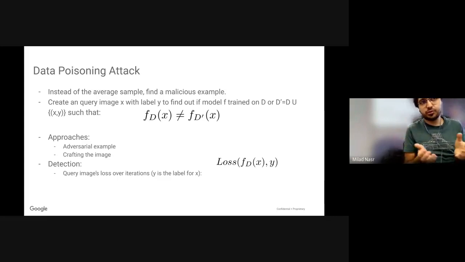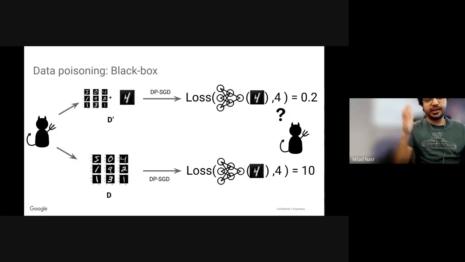We start with a normal image, add some noise to it, and we get a very bad looking example. And again, we look at the loss of that example to see if it's part of the training data. So if I want to give a visual way of looking at the problem, we have the MNIST dataset, and we have the MNIST dataset plus a weird looking sample from the MNIST dataset.